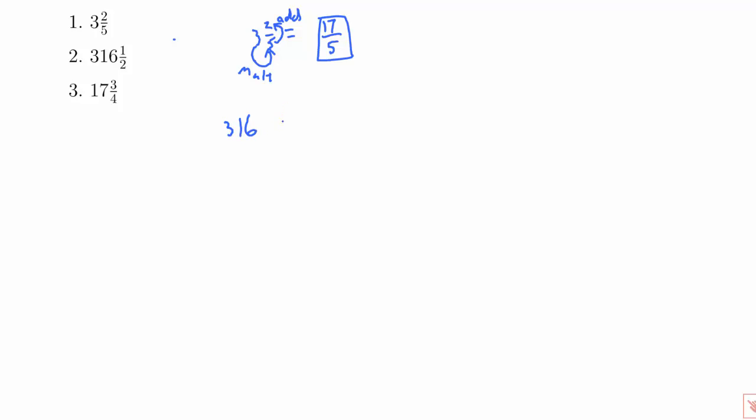Now let's look at 316 and a half. We can convert this into an improper fraction very easily. To do this, 316 times 2, well, you just have to double everything here, so that gives you 632. 632 plus 1 is 633. So that's 633 divided by 2.